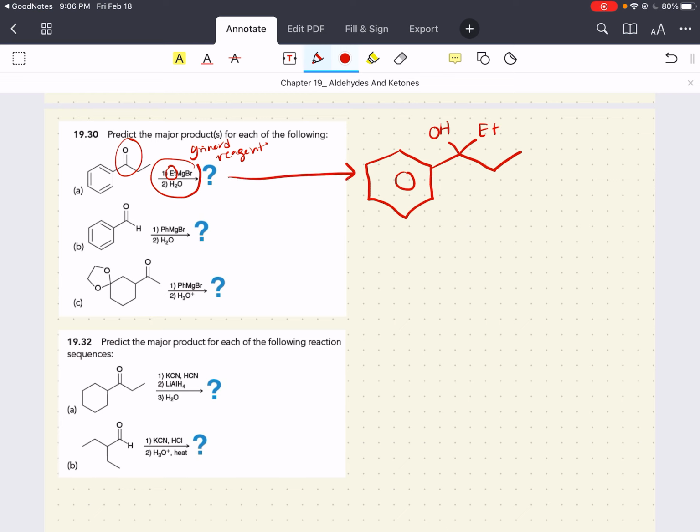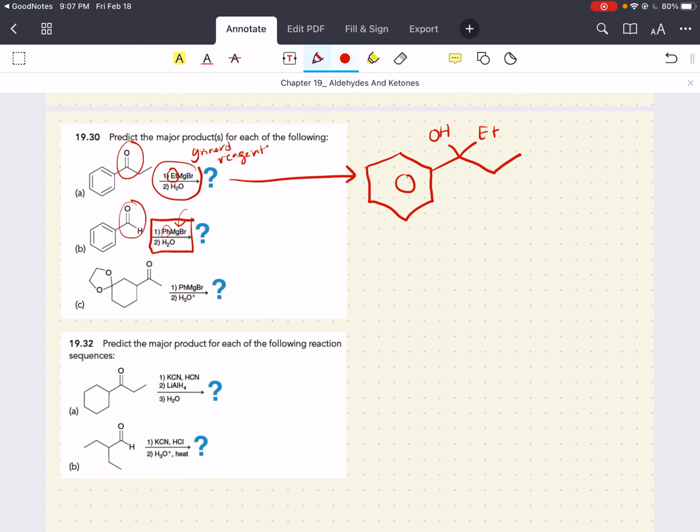All right, let's look at B. We have an aldehyde, and again, guess what? This looks like our Grignard reagent. We have some alkyl group attached to magnesium bromide and water. We know what this is going to look like. This carbonyl is no longer a carbonyl. Instead, we have an alcohol group, and then whatever R group we have attached to the magnesium bromide, and that's a phenyl. That means Ph stands for phenyl. So we're going to go ahead and try to draw that appropriately, like so. All right, fantastic. And that's what our product looks like.